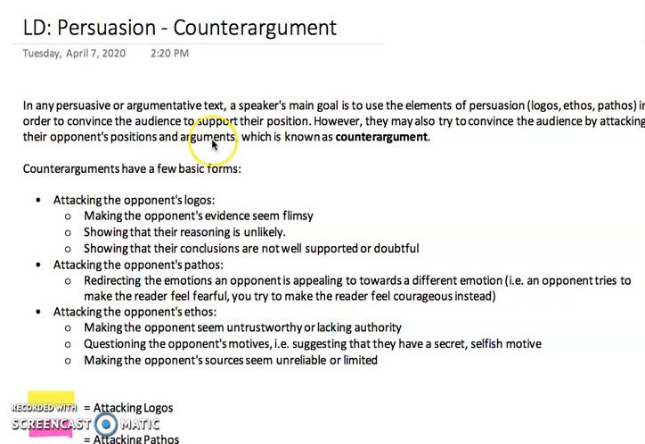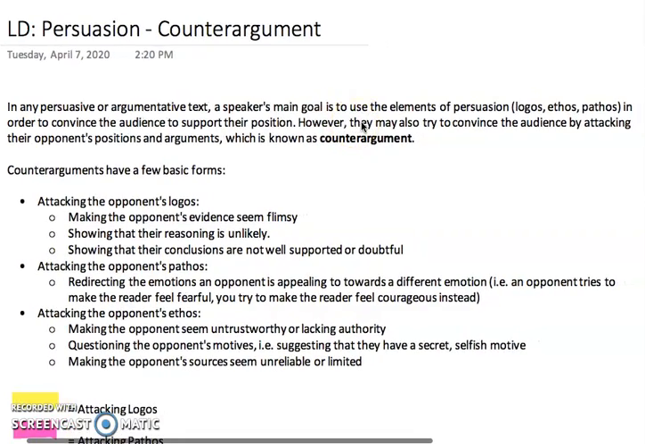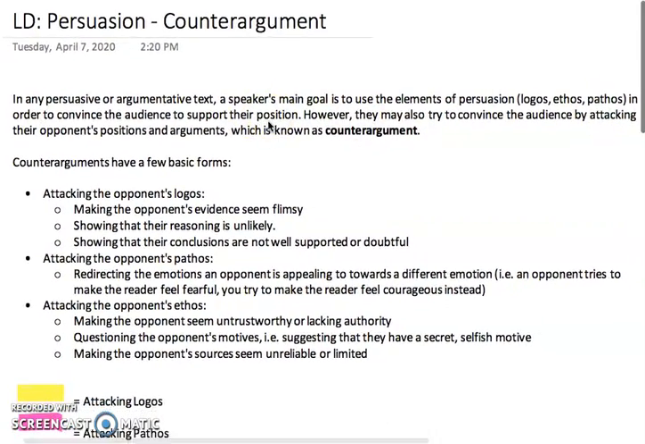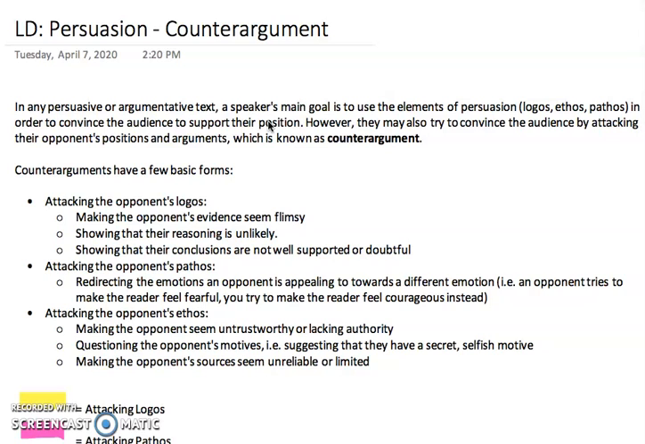So today we're going to learn about a part of persuasion, and that is counter-argument. Obviously, when you are trying to get your own point across, you want to be able to use the elements of persuasion to your advantage. So you're going to know how to use logos, ethos, and pathos in your own papers or anything else that you're going to be able to do. And you know how to analyze someone using those constructively for their own argument.